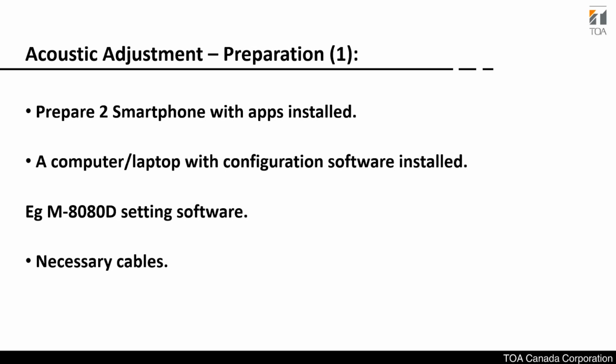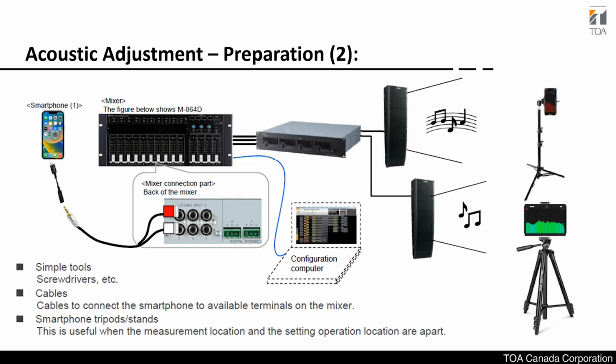So let me go through how to prepare for a sound measurement. Prepare 2 smartphones with the apps installed, the Sonic app I just introduced and the one before it, and a computer with configuration software installed. For example, if you are using the M8080D mixer, you can prepare a laptop with that setting software and some necessary cables, for example, the network LAN cable and some audio cables. So here is an example of how the setup should be. You see there are 2 devices.